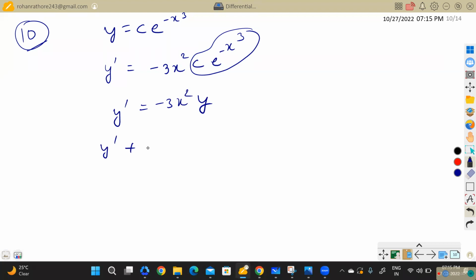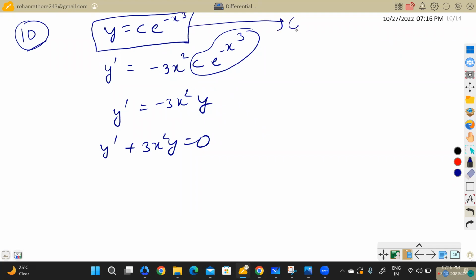So we can say that y dash plus 3x square y is 0, which was the equation that we had to make. Also determine the solution curve of the differential equation that passes through the point 0 comma 5. So we have to determine the solution curve that passes through an exact point. We are given the solution. The solution to this differential equation is y equals c e raised to the power minus x cube.